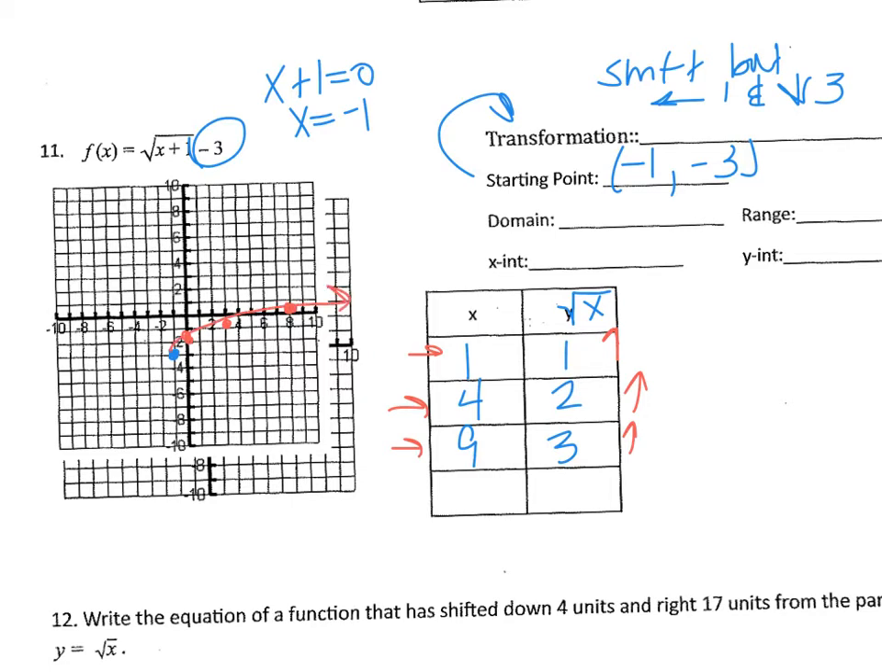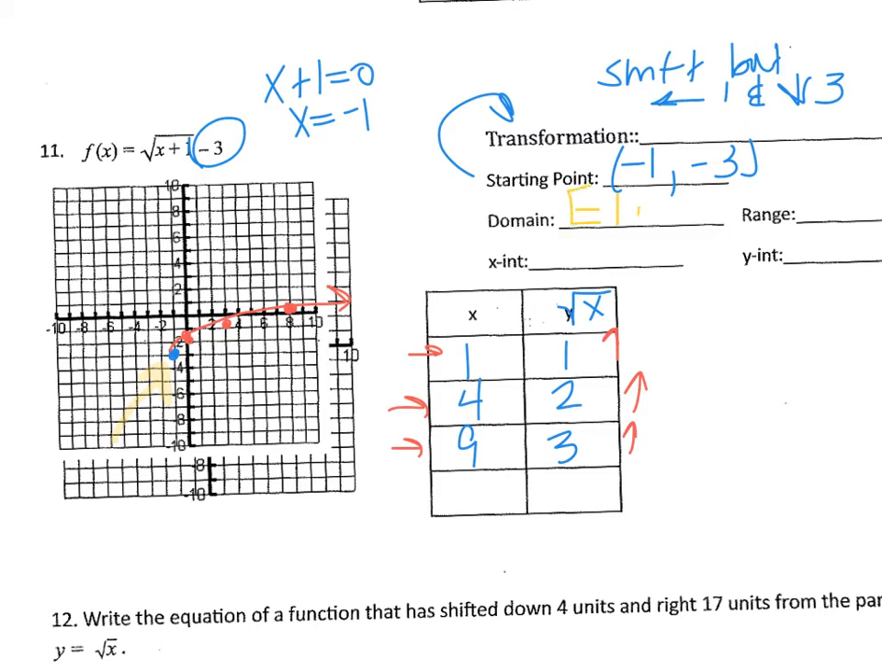So the domain is actually starting at a point. And if you look at the point that it's starting at, it would be this point right here. So it's starting at that point. You're going to ask yourself, what is the x-coordinate at the starting point? Well, the x-coordinate is negative 1. So it's going to be negative 1.